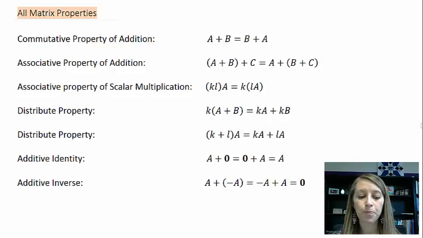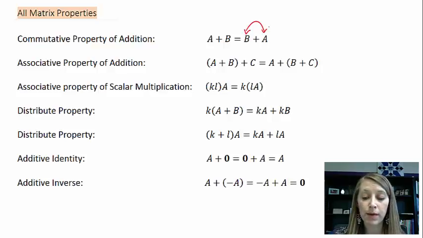So the first one is the commutative property, saying that we can switch the order of the addition. I can take matrix A and add it to matrix B, and if I were to switch it around, matrix B plus matrix A, it'd be the exact same thing, right? Easy enough, because when I add two matrices, I just add each entry, so it doesn't matter if I switch those around.